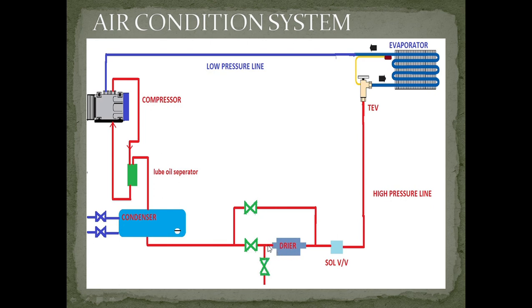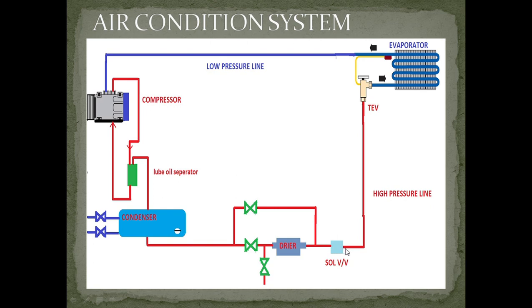From the dryer the gas flows through the solenoid valve. What is a solenoid valve? A solenoid valve is typically a valve that is kind of a switch which is controlled by the thermostat. The thermostat is fitted in the room which is to be controlled, and depending upon the temperature in the room, the thermostat will open or close the solenoid valve. In case the temperature is high in the room, the solenoid valve will open so that gas will flow. Otherwise, it will close.